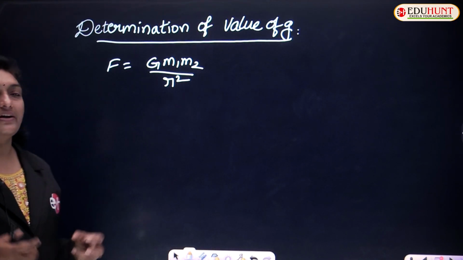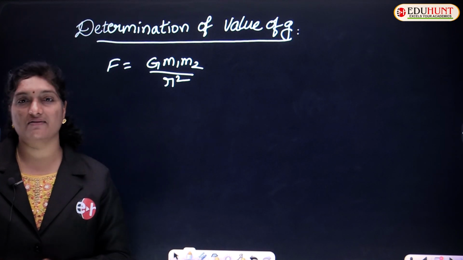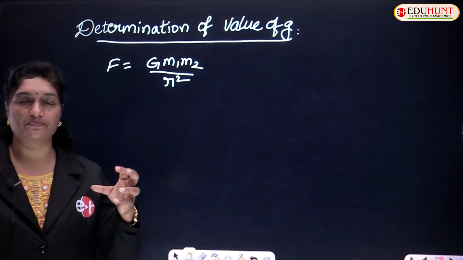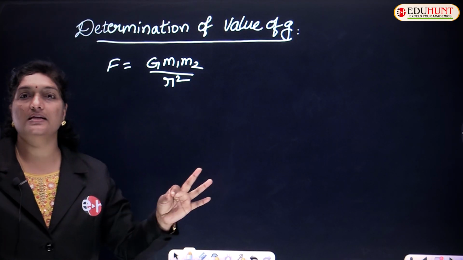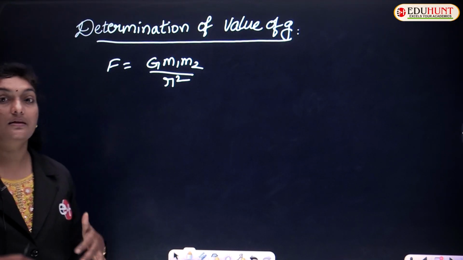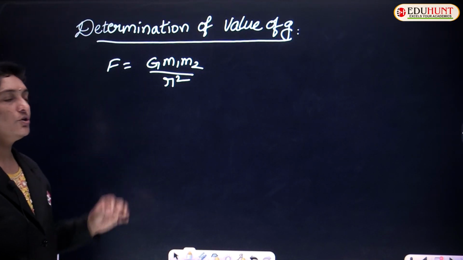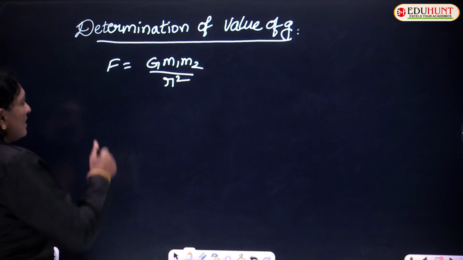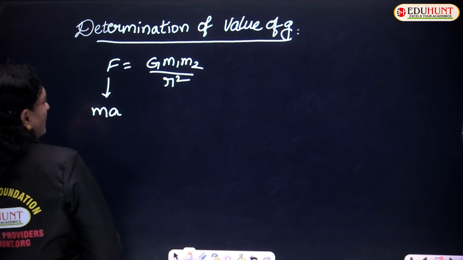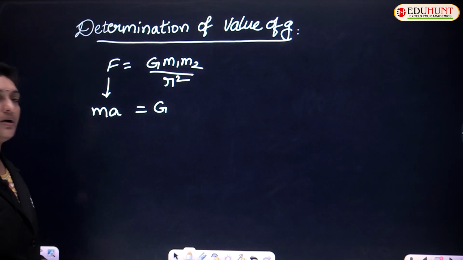where F is the force of attraction between the two bodies, G is the universal gravitational constant, m1 and m2 are the masses of the two different bodies, and r is the distance of separation between the two bodies. Now let us try to calculate the acceleration due to gravity. According to Newton's second law, the general formula for force is F = ma, and this ma must be equal to G m1 m2 / r².